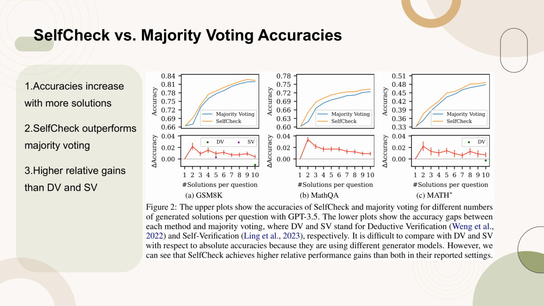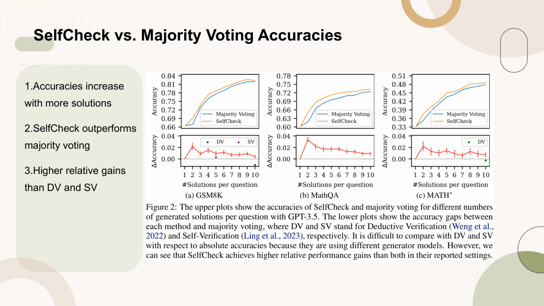Figure 2 illustrates the performance gains of using confidence scores from SelfCheck for weighted voting compared to baseline methods. The upper plots demonstrate that the accuracies of both SelfCheck and majority voting increase as the number of generated solutions per question rises, reflecting the variance reduction from averaging over more solutions. The lower plots highlight the accuracy differences between SelfCheck and majority voting, including standard errors. Notably, SelfCheck achieves significantly higher accuracies across all solution numbers per question by assigning higher weights to correct solutions.